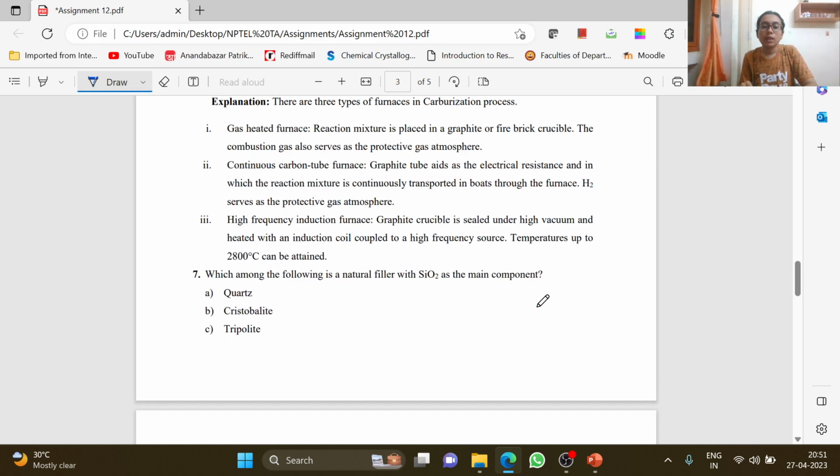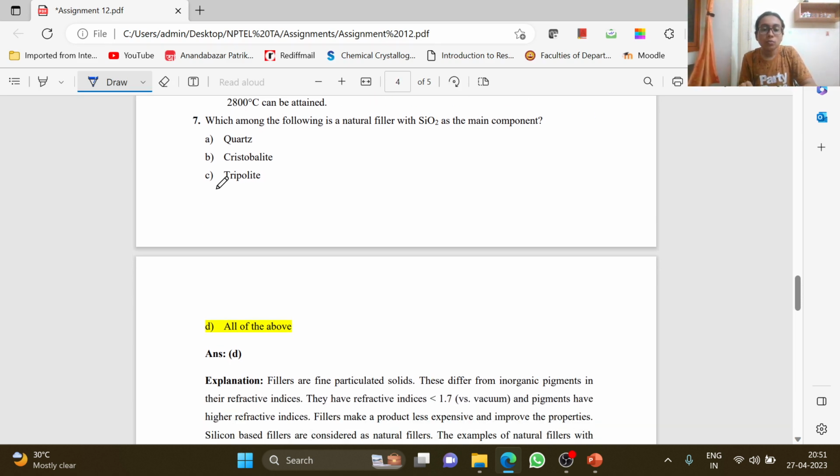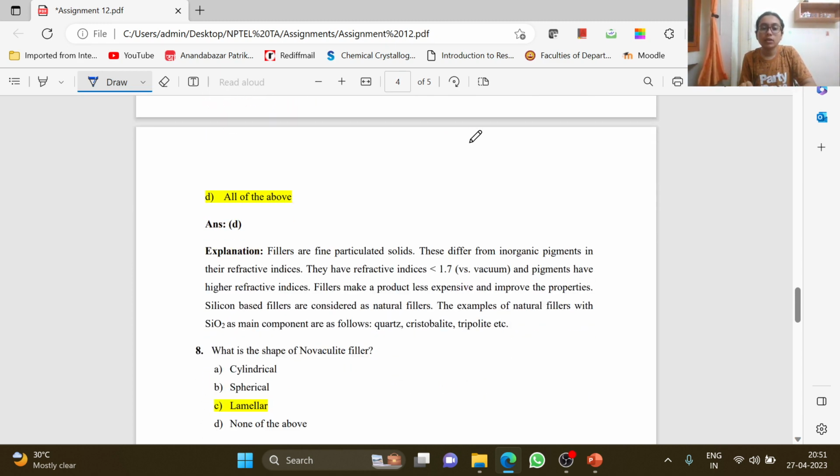Okay. Then which among the following is a natural filler with SiO2 as the main component? So the correct option will be all of the above, because quartz, cristobalite, and tripolite all have SiO2 as the main component and all are natural fillers.